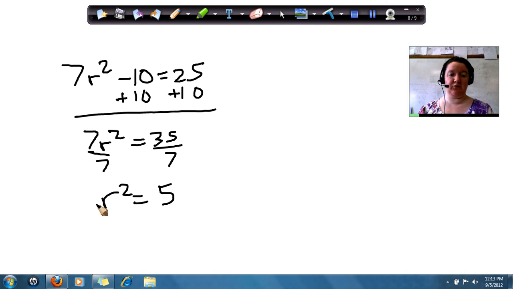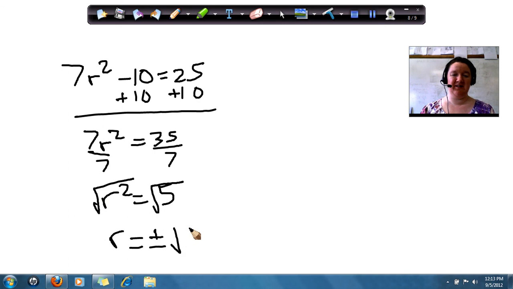And now we need to take the square root of both sides. And remember, you always have to have the positive and negative value. And because there's no way to simplify the square root of 5, that actually is your answer.